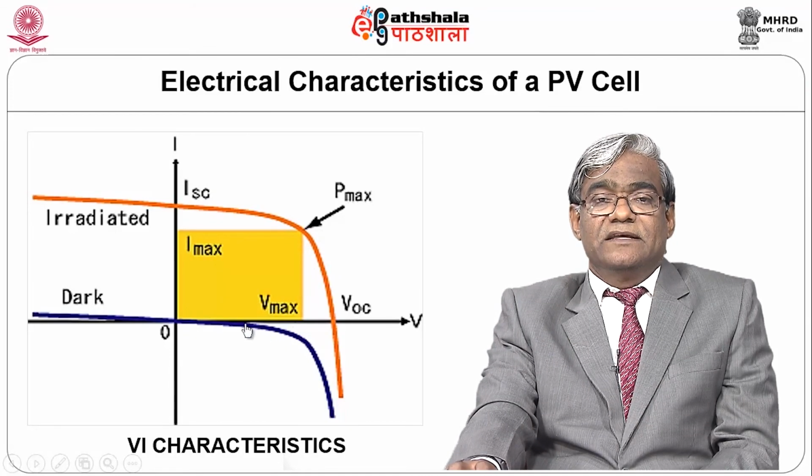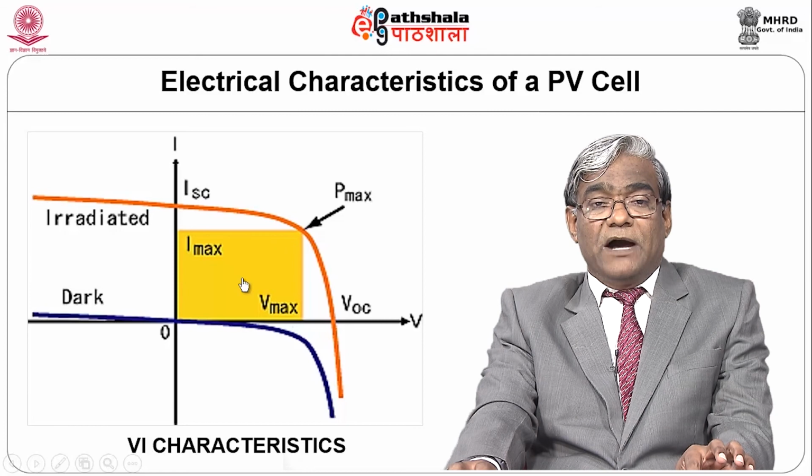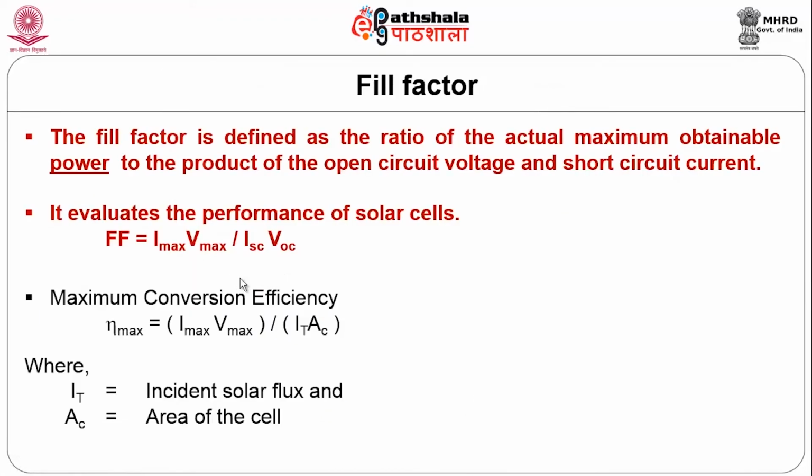So, when the voltage is maximum and the current is maximum, then you get maximum power. And this yellow shade represents the fill factor. That would be maximum when V is maximum and I is maximum, where you get maximum power. That is the VI characteristics. And this is the fill factor.